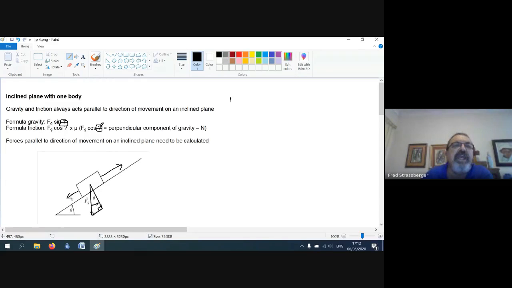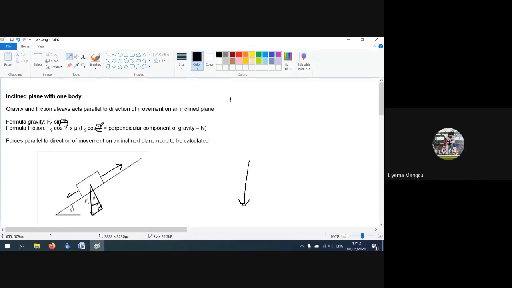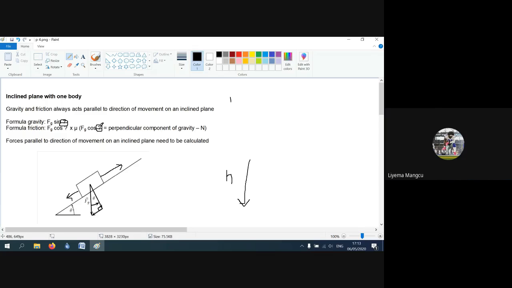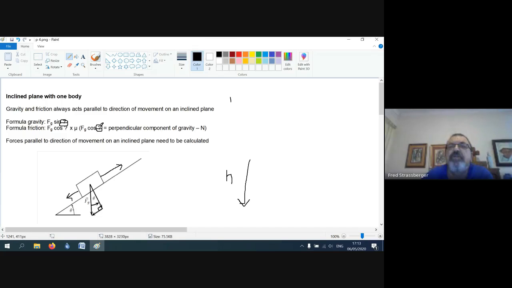Any body on Earth has gravity acting on it, and you should remember that gravity is always straight down. Liam, are you with me? Excellent. So what we do now is take the gravity as the hypotenuse of a right angle triangle. And what we have here is a force acting perpendicular to the surface.